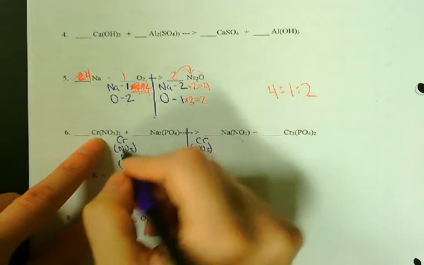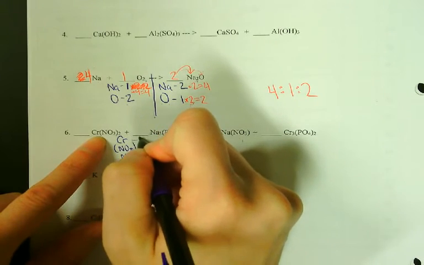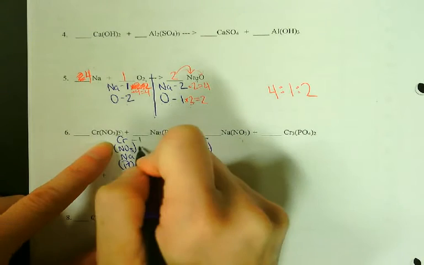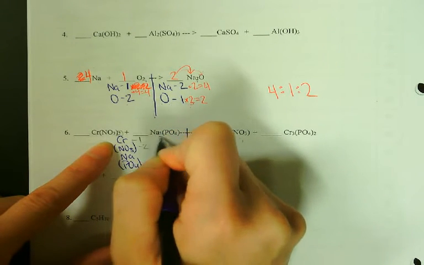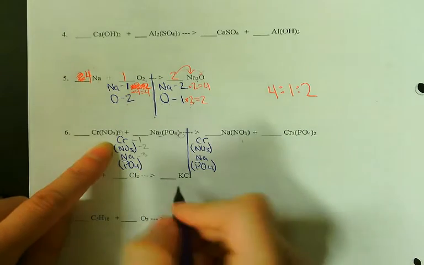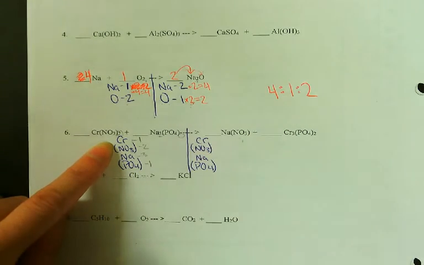So I'm going to count how many I have to start with. I have 1 chromium here because there's no number. I have 2 after the parentheses, which means I have 2 nitrates. I have 3 sodium, and there's no number here after phosphate, which means I only have 1.